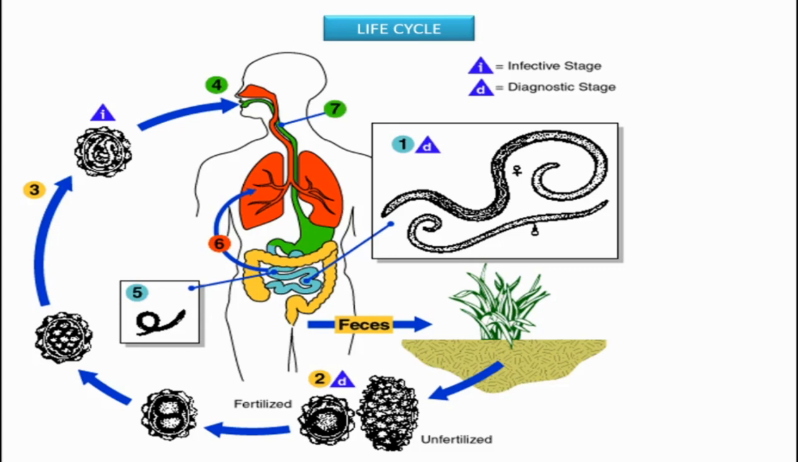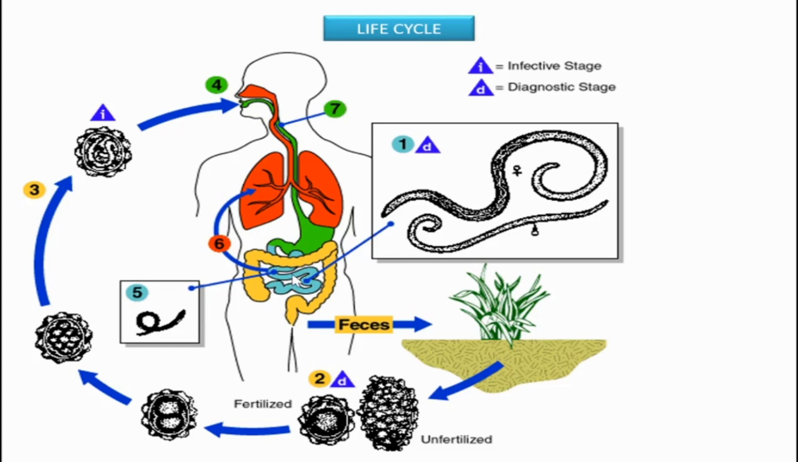How is that direct ingestion happening? If we happen to consume contaminated food or water, the rhabditiform larva present in the contaminated food and water reaches our intestine through our mouth. Then after reaching the intestine, the eggshells are digested by our intestinal enzymes, and the second stage rhabditiform larva is liberated in the intestine. The second stage means it loses its cuticular shell.